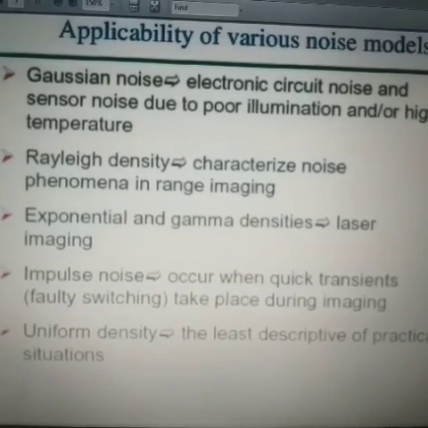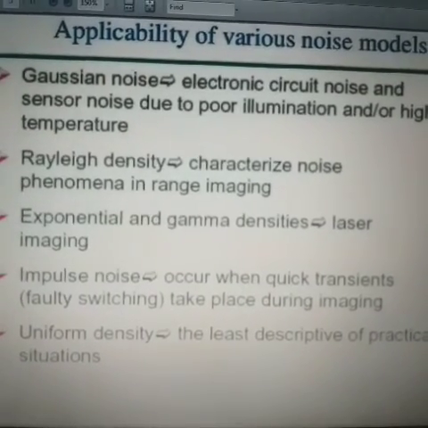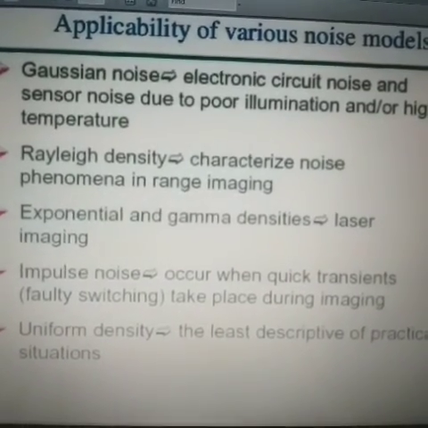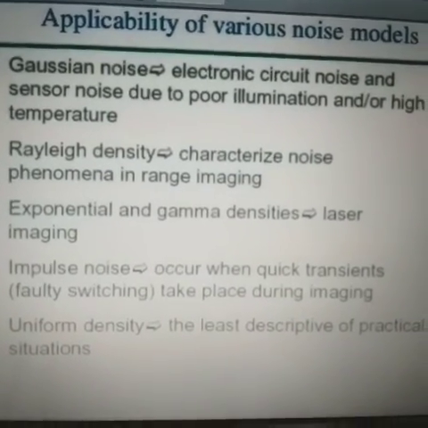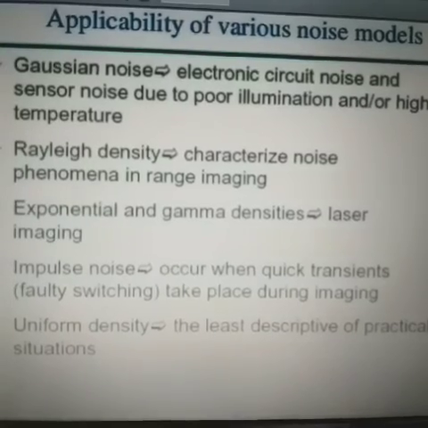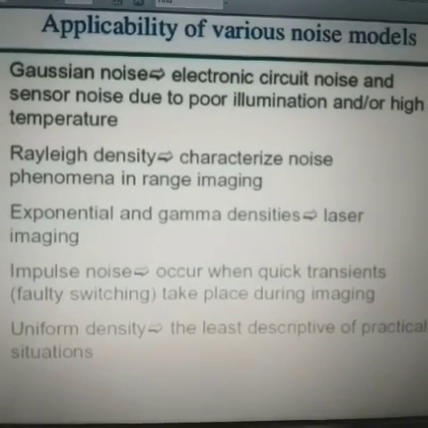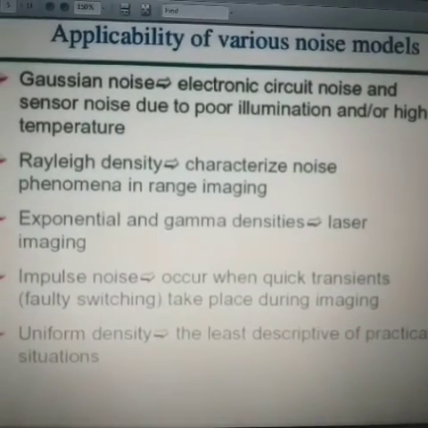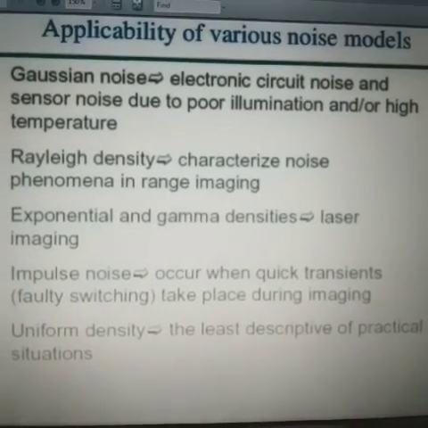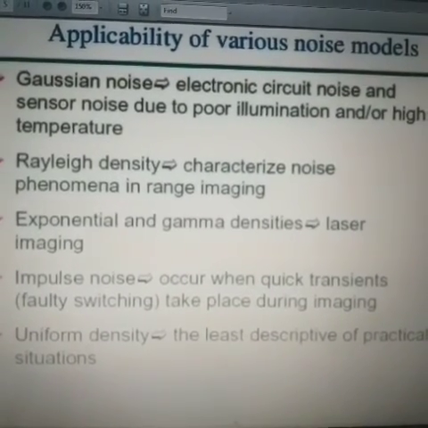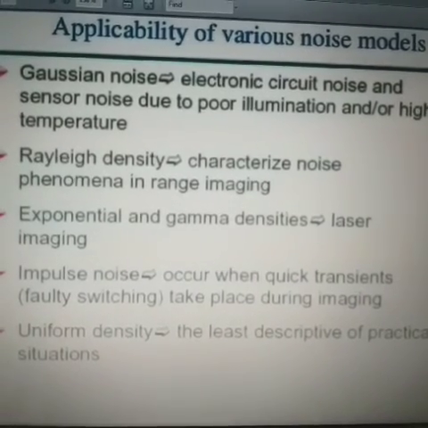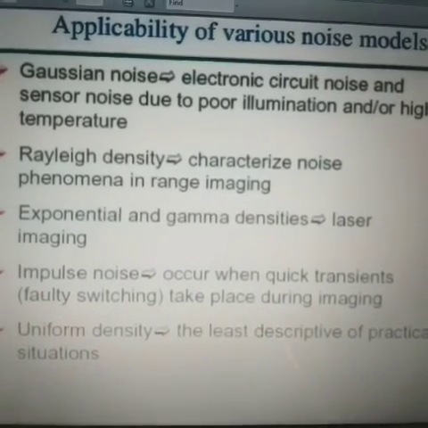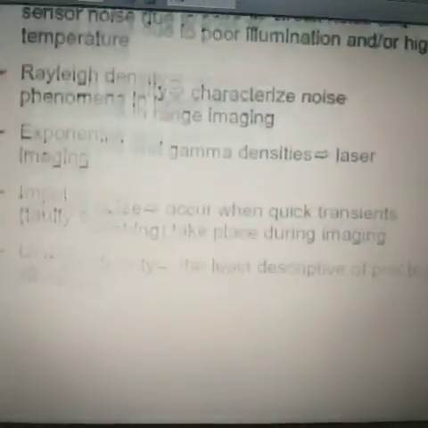The next is the impulsive noise, which occurs when quick transients take place during imaging, that is, faulty switches. And the last one is the uniform density, the least descriptive for practical situations, which is rarely used by practical users. So these are some of the applications of these noise models.